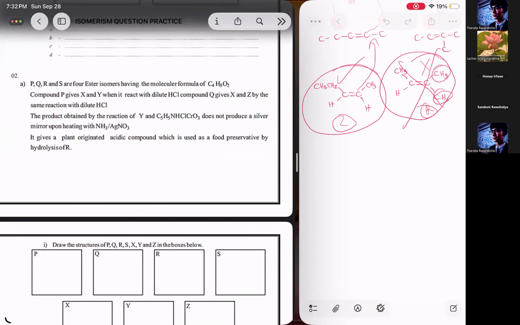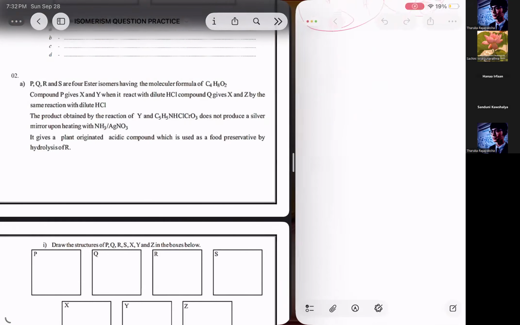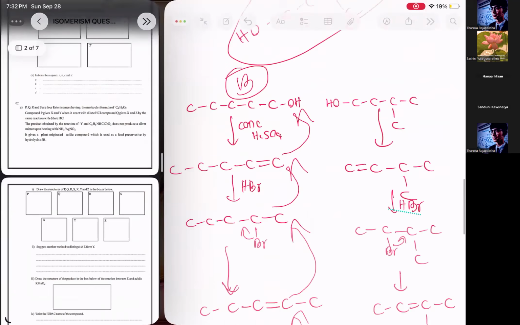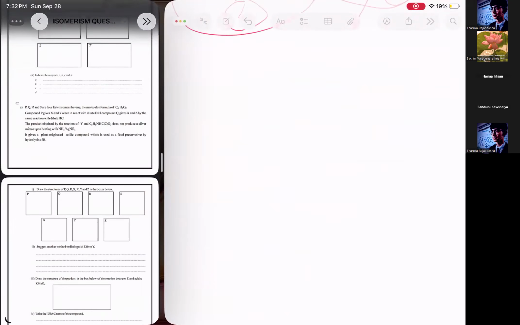Second question: P, Q, R and S are four ester isomers. This is a little bit complex. There's a lot to learn here, and a question like this can come. P, Q, R and S are four ester isomers which have molecular formula C4H8O2. C4: 1, 2, 3, 4. H8: 1, 2, 3, 4, 5, 6, 7, 8.